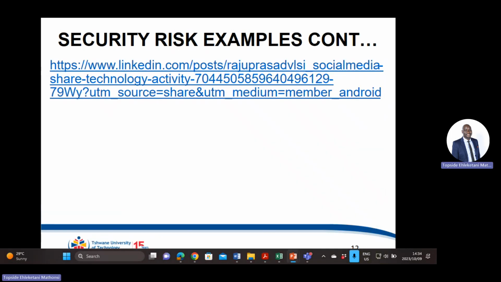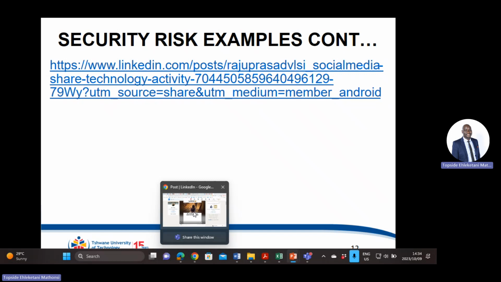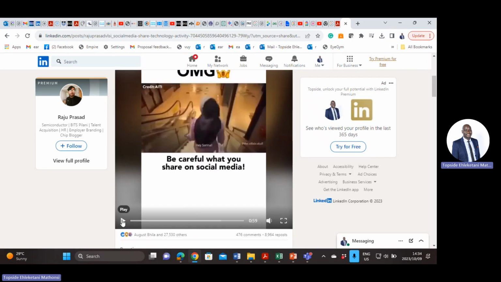So here we want to quickly show you another security risk example. You need to make sure that you are very, very careful of what you paste online. So this is one example. I'm just going to keep quiet so that you can have the full detail of what's happening.